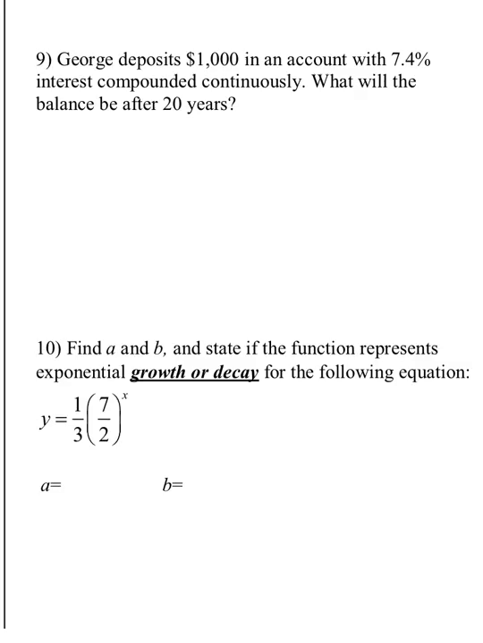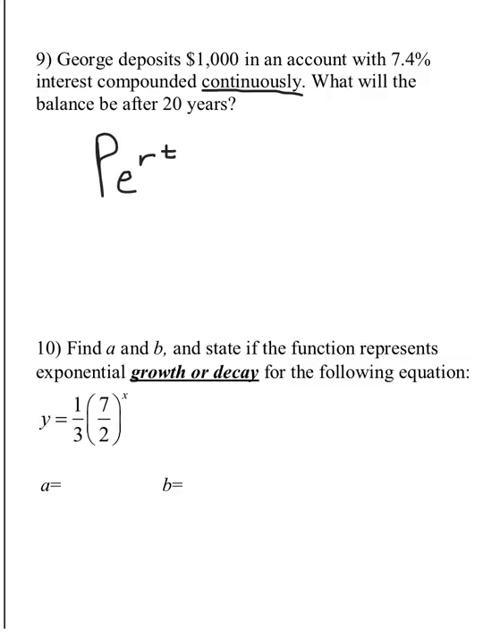All right, in the next problem, we have George deposits $1,000 in an account with 7.4% interest compounded continuously. Now, this is your clue right here of which formula to use. Continuously means we're going to use P times e to the RT. And sometimes we call it PERT. It's not really PERT, but it's just an easy way to remember the formula.